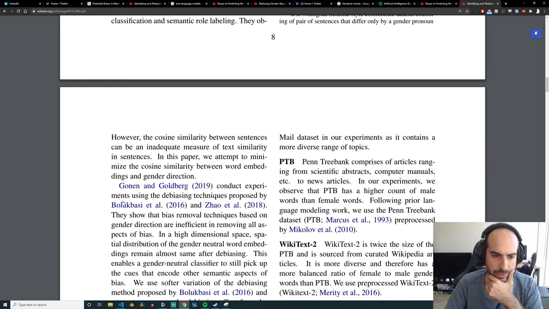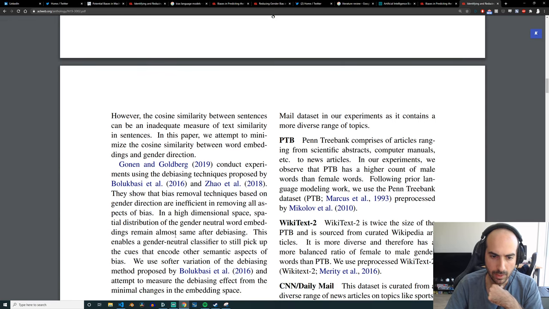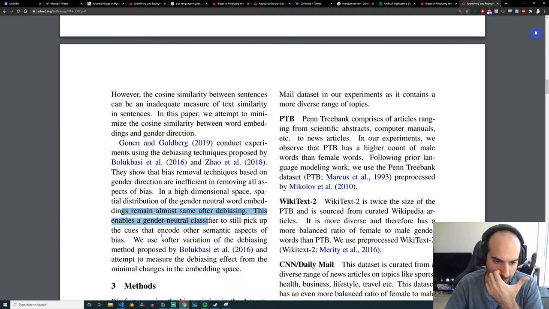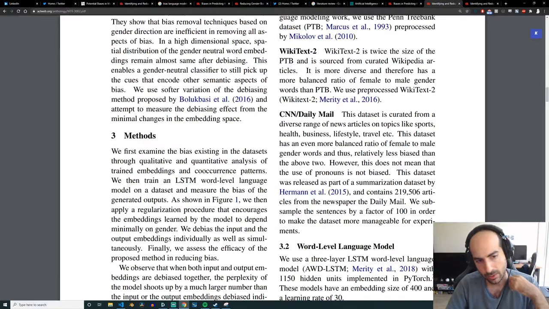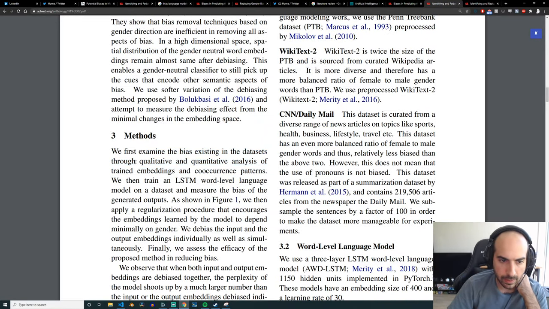Okay. Using debiasing techniques proposed, they show that bias removal techniques based on gender are inefficient in removing all aspects of bias. So in a high-dimensional space, gender-neutral word embeddings are almost the same after debiasing. This enables a gender-neutral classifier to still pick up the cues that encode other semantic aspects of bias. Maybe we should just read this paper. So we first examined the bias existing in the data sets through qualitative and quantitative analysis of trained embeddings. We then apply a regularization procedure that encourages embeddings learned by the model to depend minimally on gender.